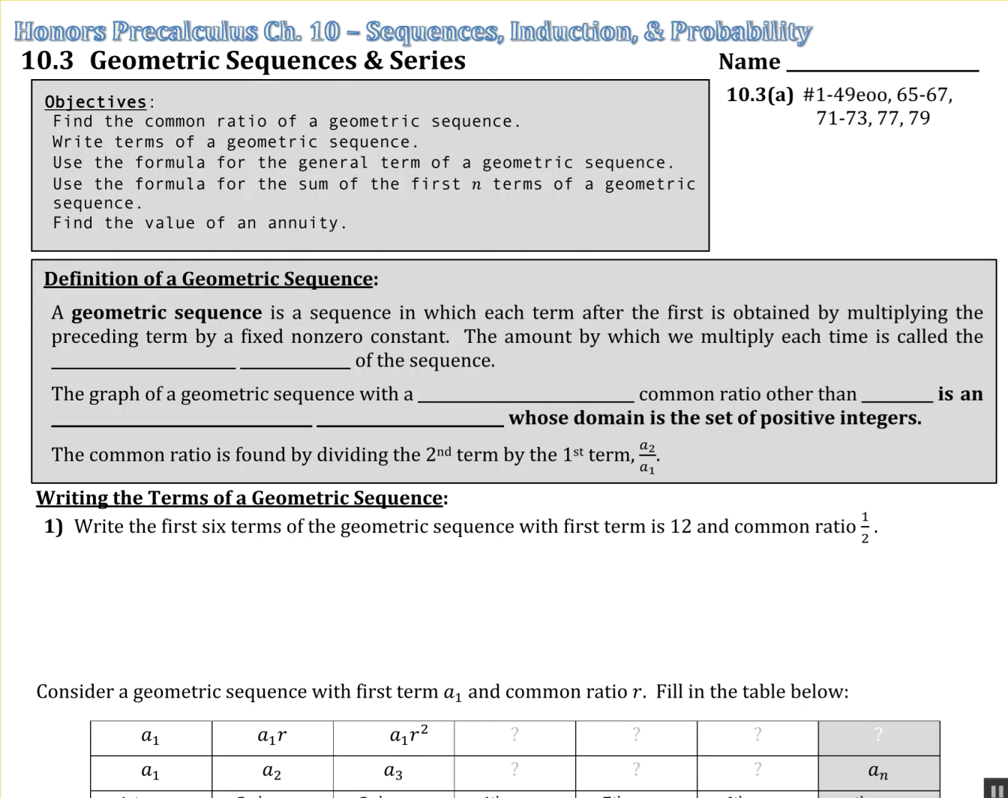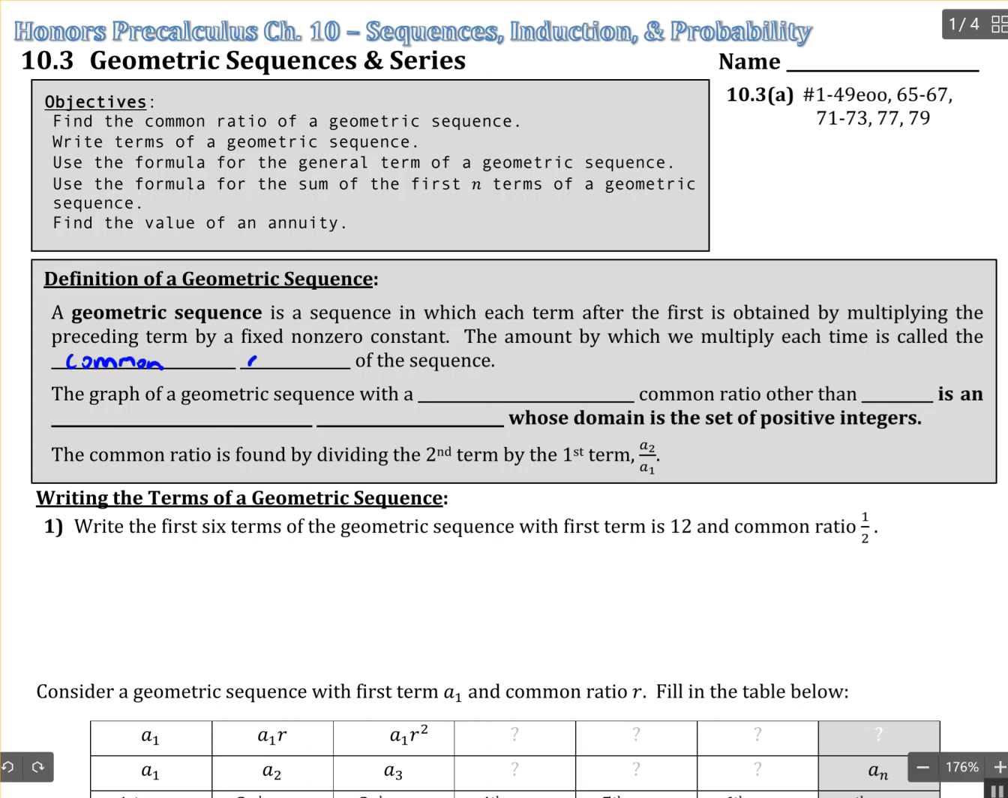So in 10.2, we talked about arithmetic sequences and series. Now we're going to talk about geometric sequences and series. A geometric sequence, basically, instead of adding a number or subtracting a number every time, we're going to multiply by a number each time. The amount that we multiply each time is called the common ratio.